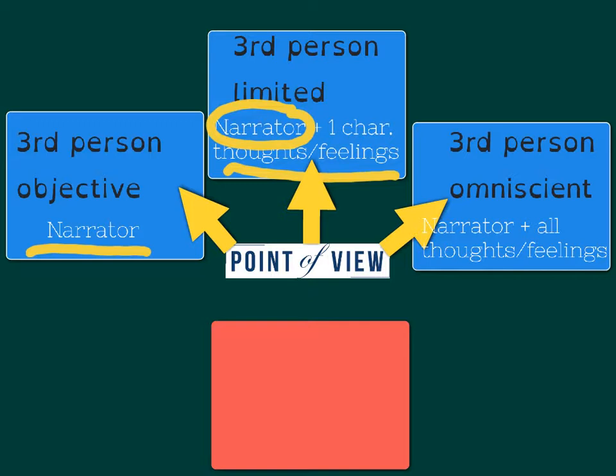Now the third person omniscient, we still have that same outside narrator, but we get all the thoughts and feelings of every character in the story, or at least the main ones. So sometimes it's one plus the others. Now these differences between the different types of third person narrator can sometimes make it tricky to figure out which one it is. Which point of view is my story being told in?